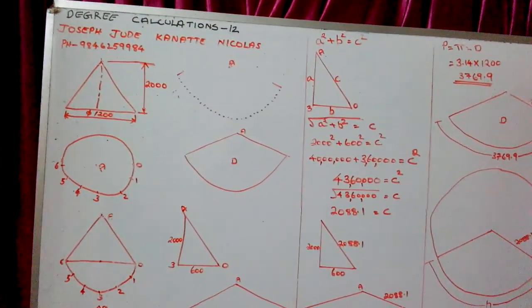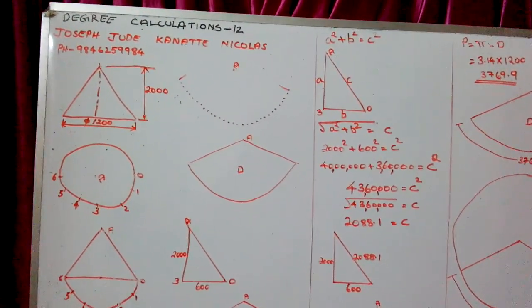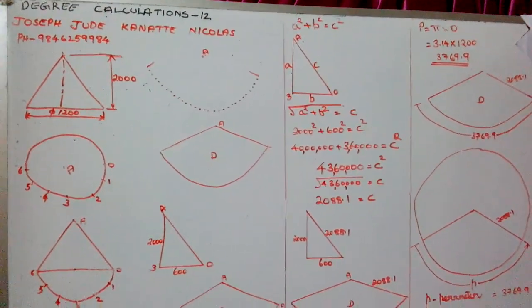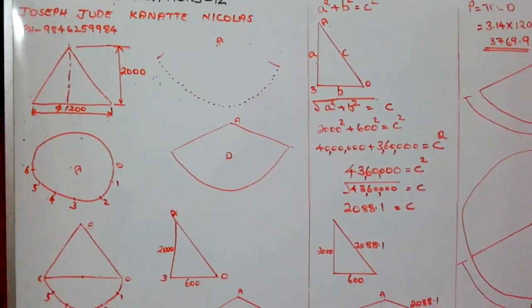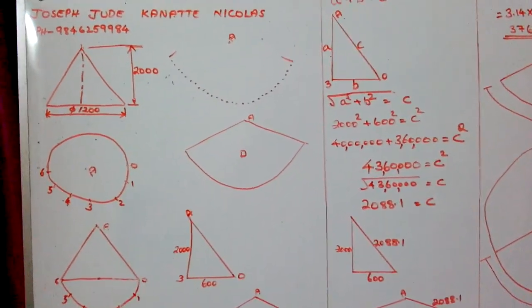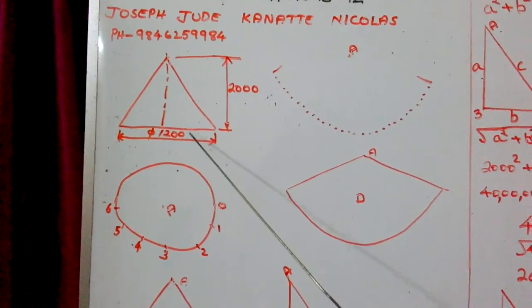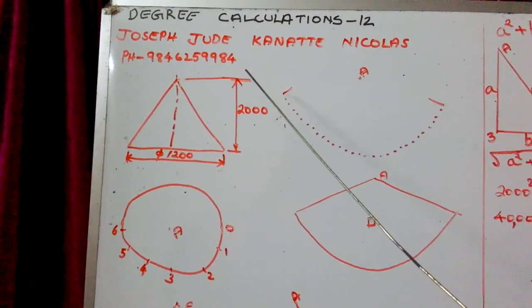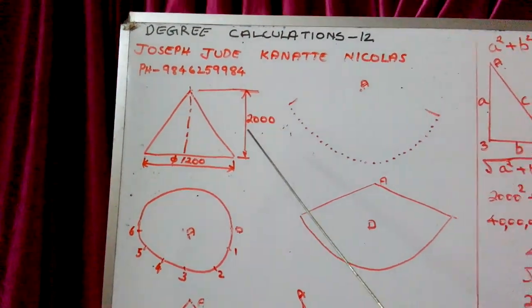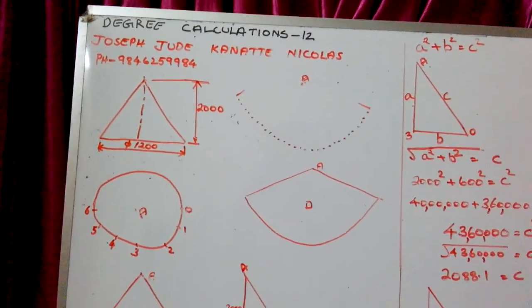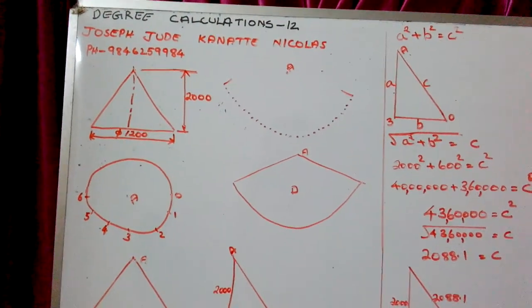Last time, when we were studying the 11th episode of Degree Calculations, we started to study the development of a cone. Its diameter was 1200 and its vertical height is 2000. There is no need for me to describe it because last time I have described it.